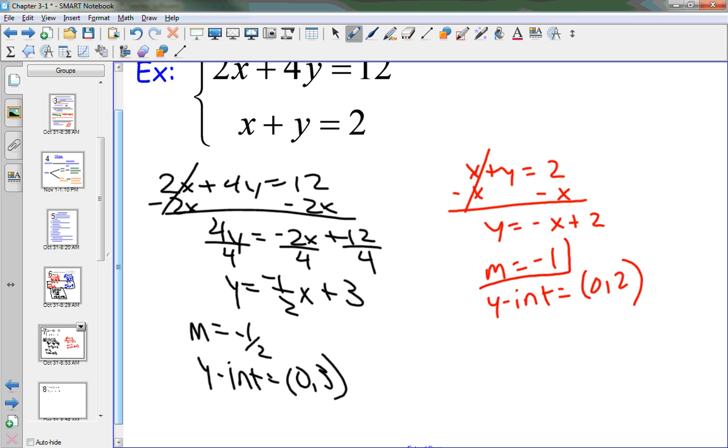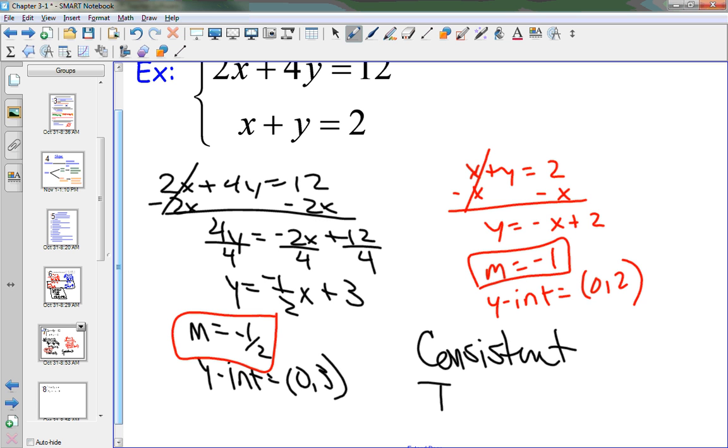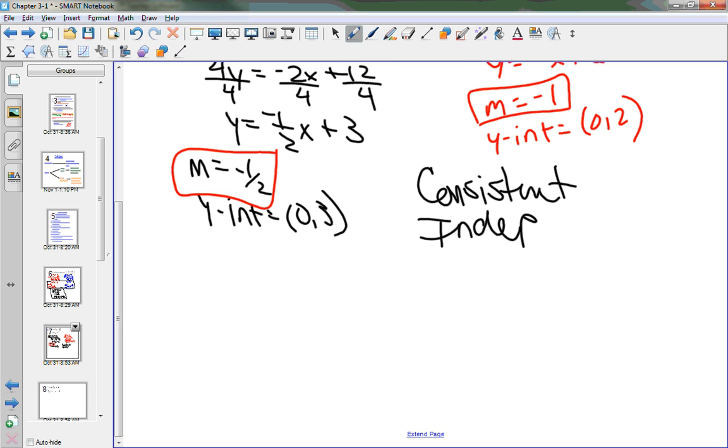Are my slopes the same or are they different? They're different. So what does that say about my type of system? It's going to be consistent, independent, and I'm going to have one POI. So if I'm going to have one POI, now what do I do? I need to go find that POI, correct?